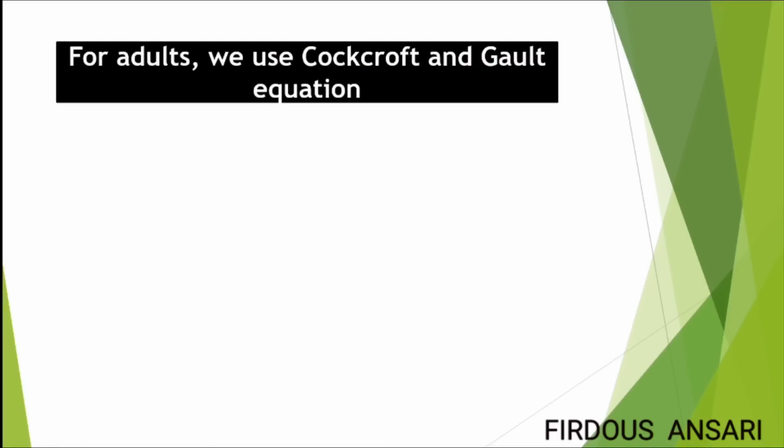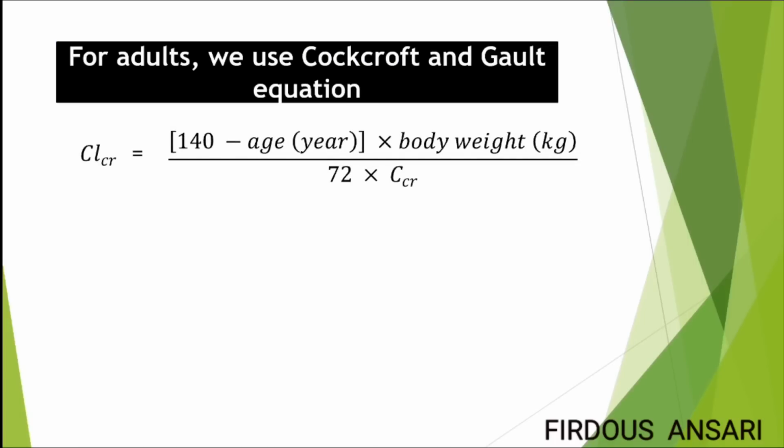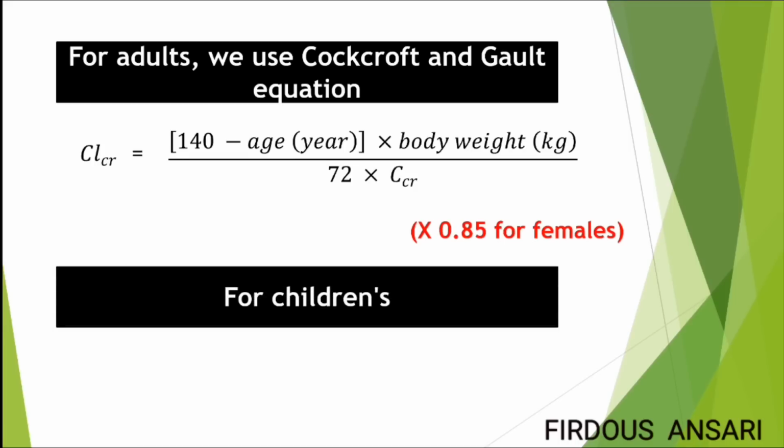So for that we have got the Cockcroft and Gault equation, which is somewhat like this: creatinine clearance is equal to (140 minus age in years) into body weight in kg, divided by 72 multiplied by the serum creatinine. So this is the Cockcroft and Gault equation, where you can see consideration has been given for age, serum creatinine and weight, plus gender too. If the patient is a female, then we should multiply this equation by 0.85. So you can see in the Cockcroft and Gault equation, four variables are being used, that is age, body weight, serum creatinine and gender.